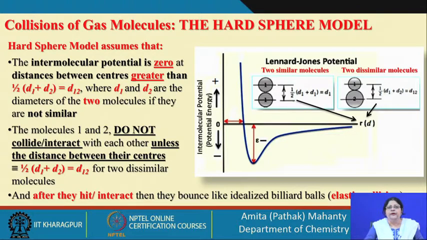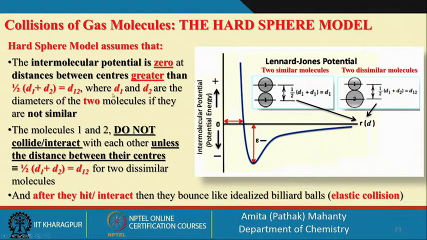What we have when we have two molecules, these are the two molecules we are looking into. The two molecules are of the same dimension, or they are similar molecules. They can be dissimilar molecules, and each of them has a certain diameter. This has a diameter d1, this has a diameter d1. Here the diameter is d2. So, what happens when you are talking about a hard sphere model?